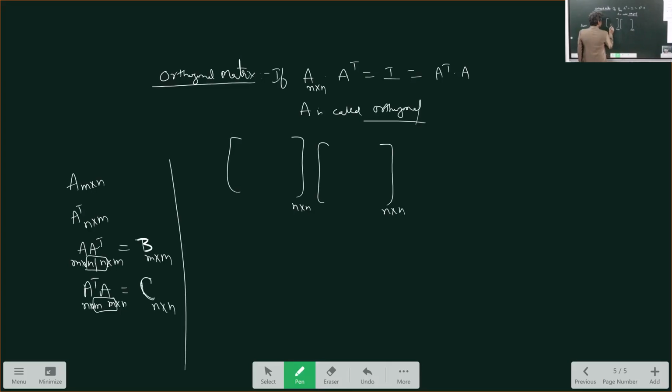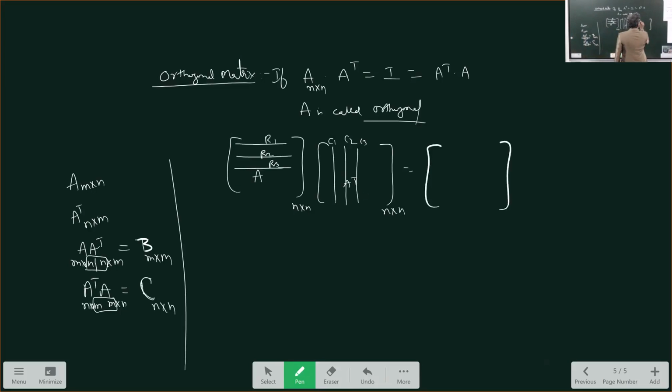So this is my A and this is my A transpose. The multiplication says the first row is changed to the first column. My R1 changes to C1, my R2 changes to my C2. Do you agree? Because the transpose takes care of changing the rows into columns. Then the result, I am saying, should be an identity matrix: 1 0 0, 0 1 0, 0 0 1, and so on, with 1 on the diagonal. So what is the meaning of this?